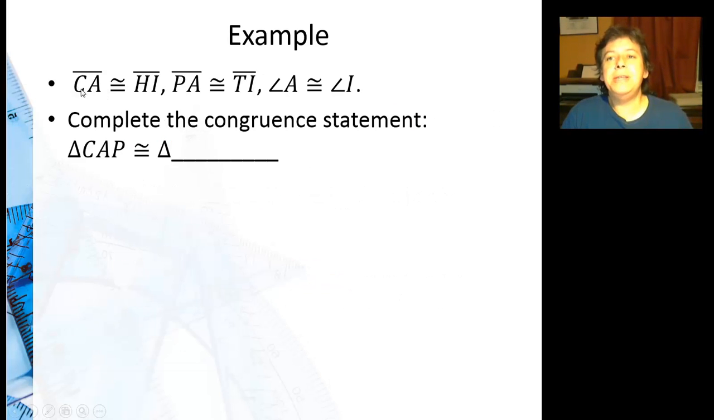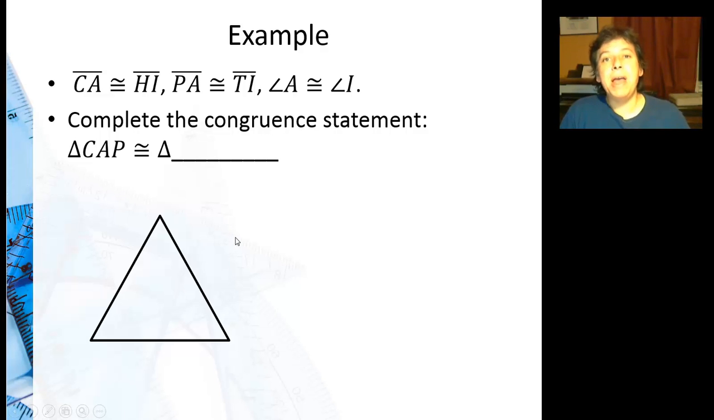I know that CA is congruent to HI, PA is congruent to TI, and angle A is congruent to angle I. So I'm going to use this to complete the congruent statement for two triangles. Well, the first thing we should do is go ahead and draw a triangle. I personally like drawing an equilateral triangle, so I'm not married to any particular measure. I don't know which angle is the biggest and which angle is the smallest, so I tend to draw them this way. Then you're going to want to make a matching congruent triangle.